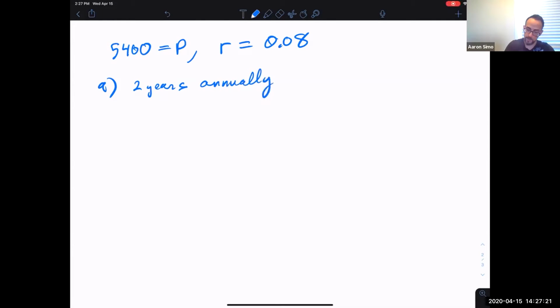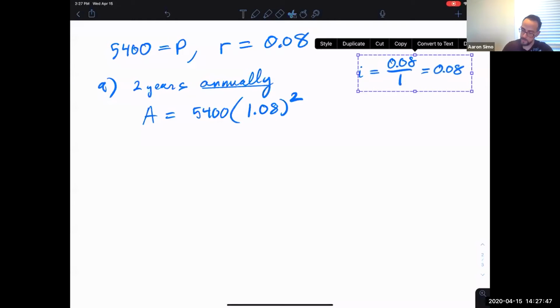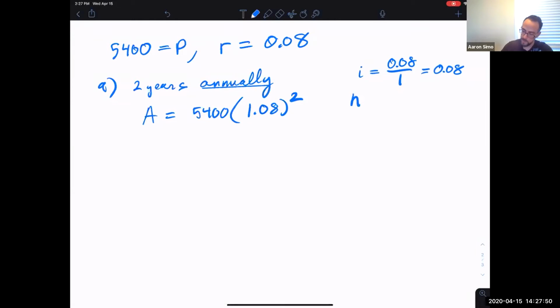So for that one, we would say A equals the principal, 5,400. We always have to find what i is, the periodic interest rate. So it's 0.08, and in A it's divided by 1 because it's annually. So that's 1.08 raised to the 2 for 2 years. Also, you might want to find what n is, the number of periods. How many periods would you gain interest if you're doing it annually for 2 years?